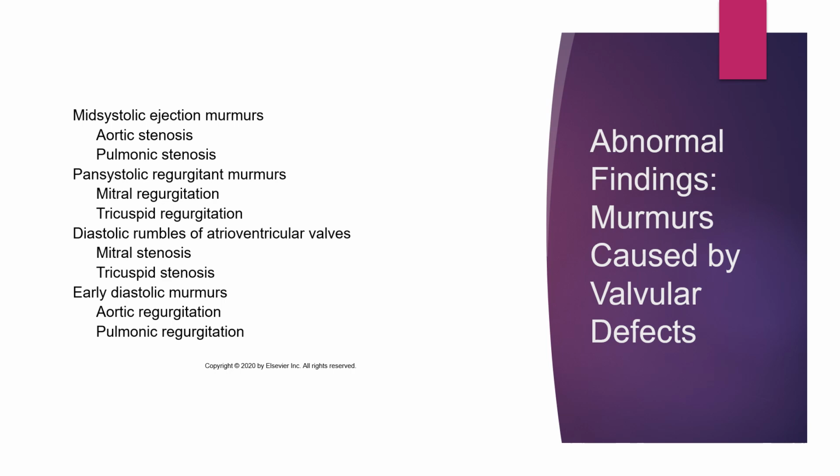For our S4, that extra heart sound, it's a low frequency vibration that's usually caused by some type of atrial contraction. It comes before the S1 and the next cardiac cycle, and we call it an atrial gallop. It may be normal in our older patients, but it could also mean coronary artery disease, cardiomyopathy, left ventricular hypertrophy, which is again that swelling of that heart muscle, or aortic stenosis.